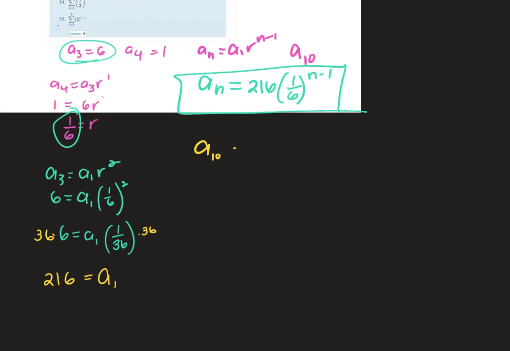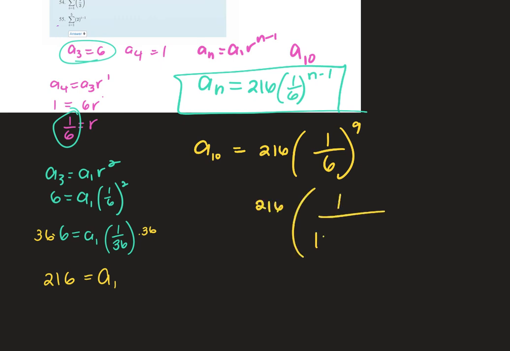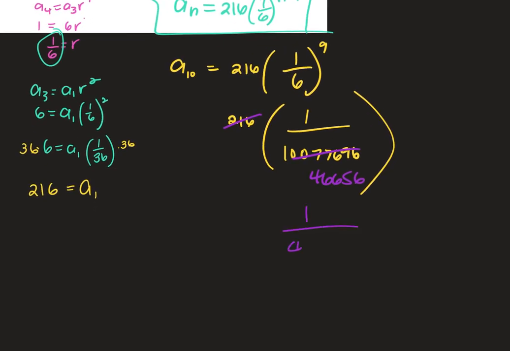And then A10, 216, 1 over 6 to the 9th. So I'm going to do 6 to the 9th in your calculator. That's what I would say. Definitely get comfortable with the exponents on that calculator. 216, 1 over 1,0077696. And then see if that's divisible by 216. It is: 46656. 1 over 46,656. There will be not a single decimal answer on your test. It will not count. You have to keep them exact fractions.